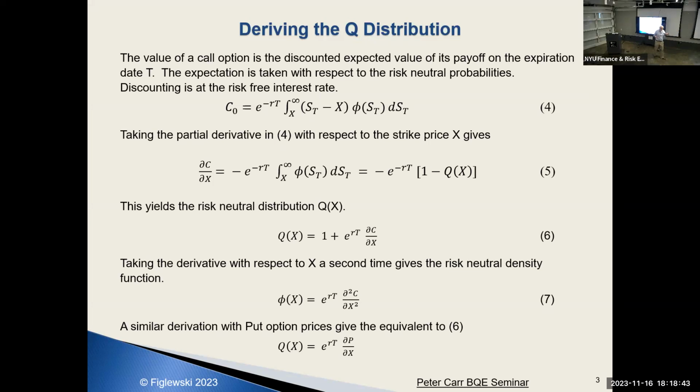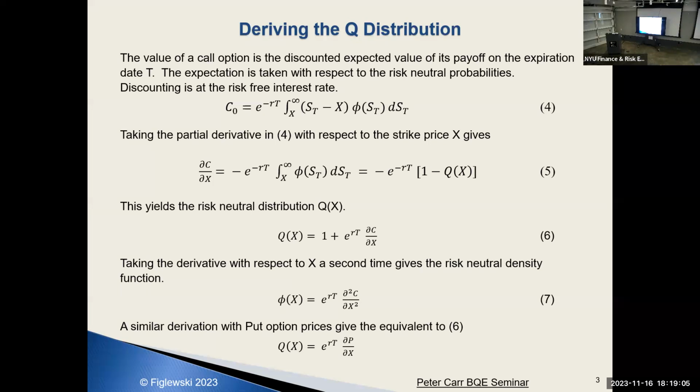Okay, so how do you derive the Q distribution? The thing is, when I first saw this, I was astonished at how easy it was. It just seems like it ought to be harder than that, because it's such an important, valuable piece of information. All right? So this is in one page how you do it.